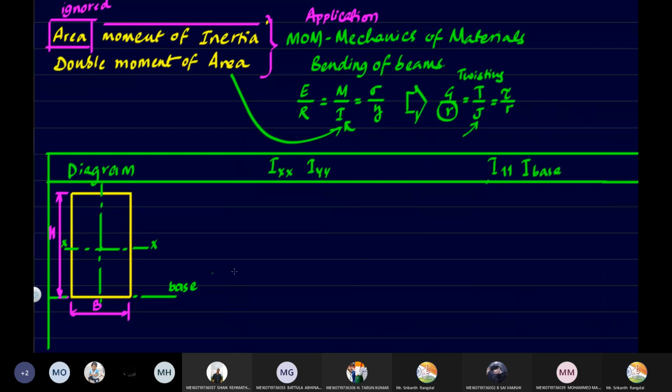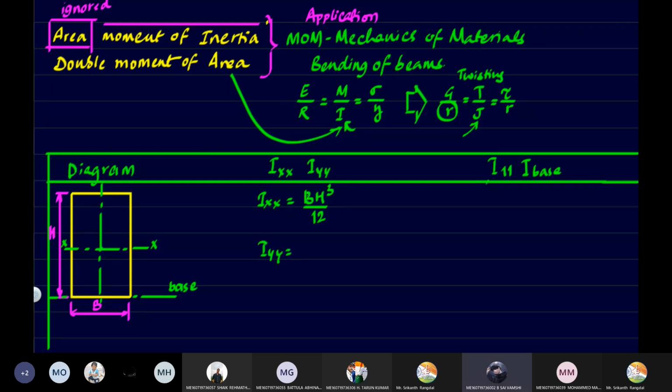Now what is the formula for IXX? What is IXX? BH cube by 12. Fine. Then IYY.